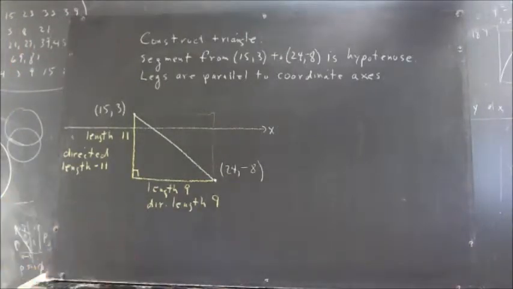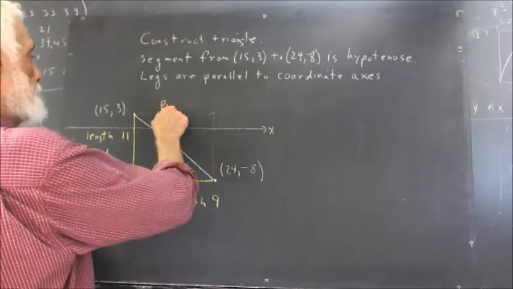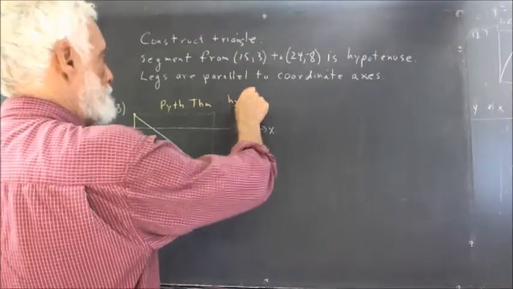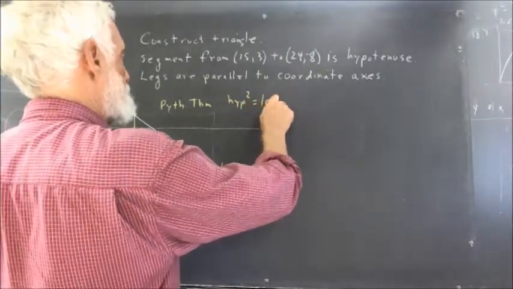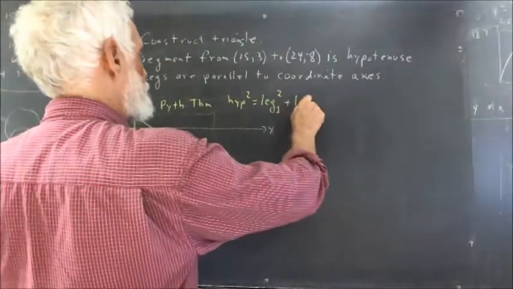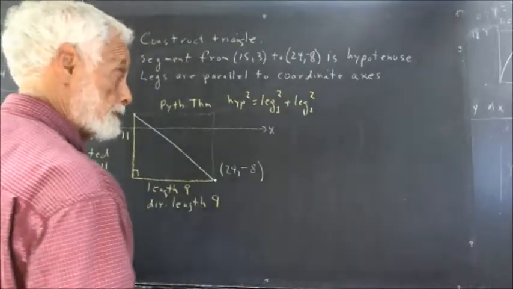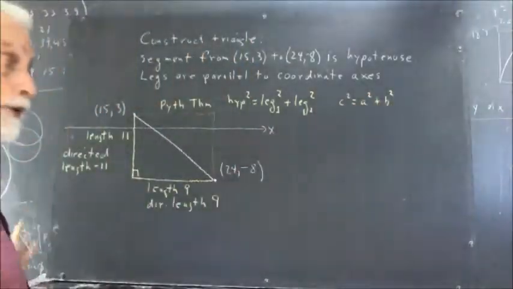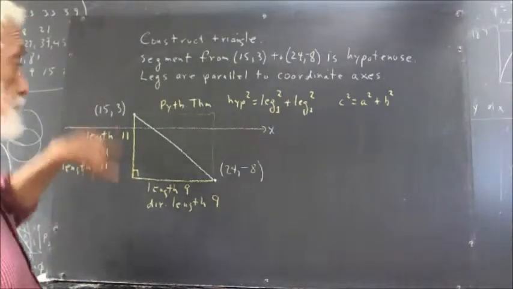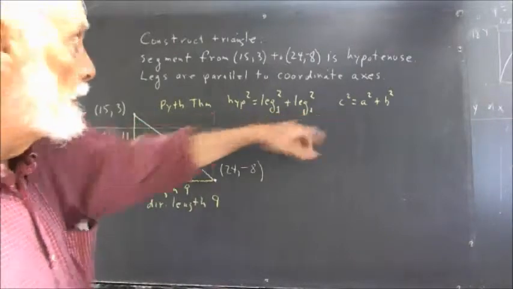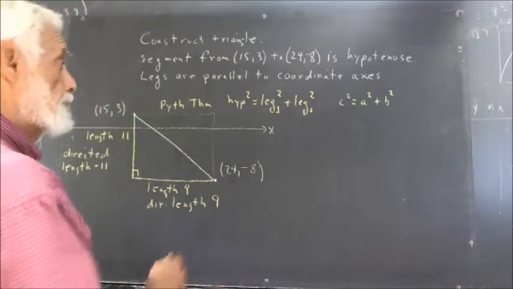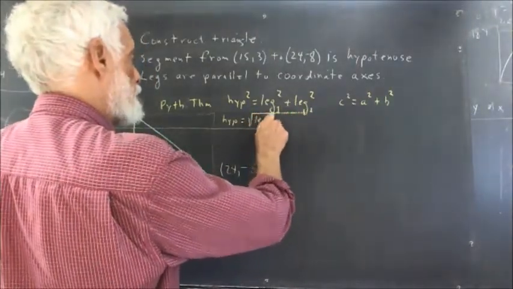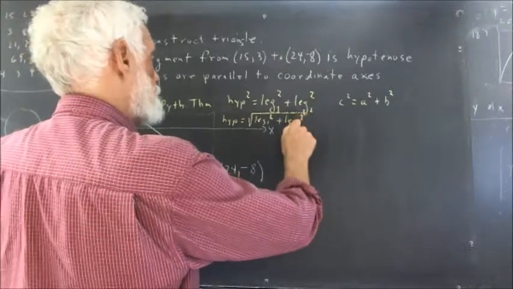Well, we know the Pythagorean theorem. The Pythagorean theorem says that the hypotenuse squared equals first leg squared plus second leg squared. And that's often written as c squared equals a squared plus b squared, probably the way you learned it. The a and the b are the legs, and the c is defined to be the hypotenuse. Okay, so the hypotenuse is the square root of leg 1 squared plus leg 2 squared.